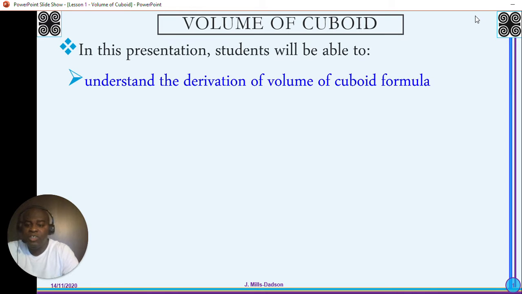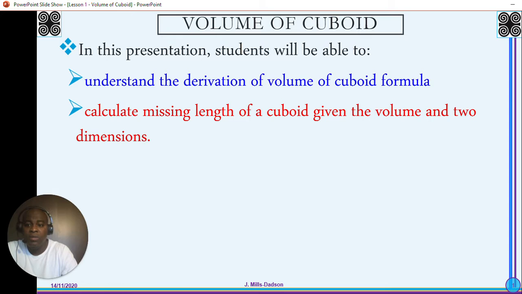In today's presentation, I'll be talking to you about the volume of a cuboid. And I'll explain to you how we derive the volume of a cuboid and how to work out the volume of a cuboid. We'll also talk about how to find a missing length of a cuboid when given the volume and two dimensions.